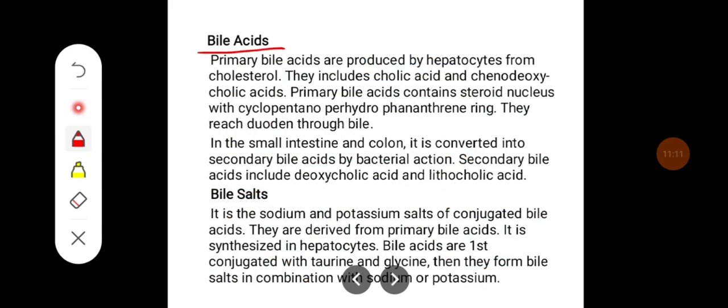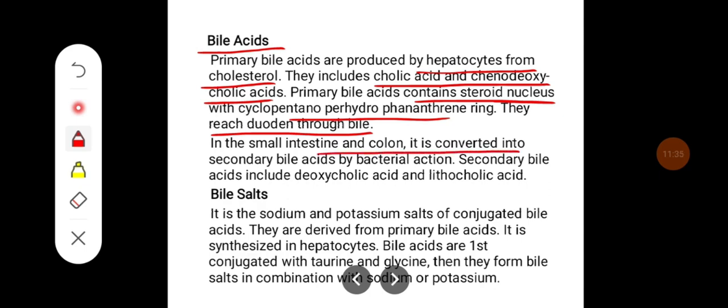Bile acids. Primary bile acids are produced by hepatocytes from cholesterol. They include cholic acid and chenodeoxycholic acids. Primary bile acids contain a steroid nucleus with cyclopentanoperhydrophenanthrene ring, and they reach the duodenum through bile. In the small intestine and colon, they are converted into secondary bile acids by bacterial action. Secondary bile acids include deoxycholic acid and lithocholic acid.